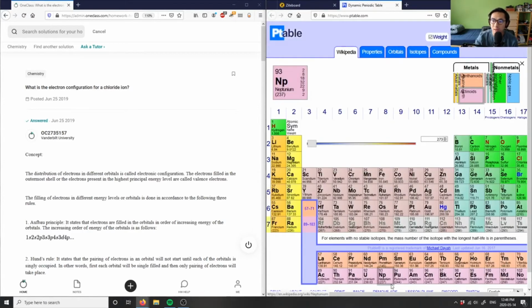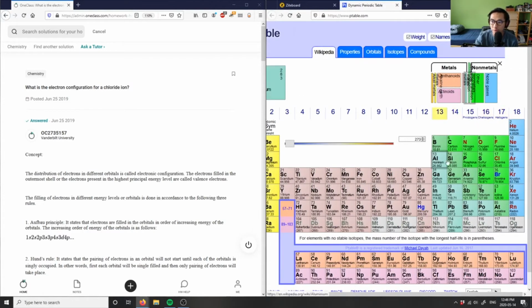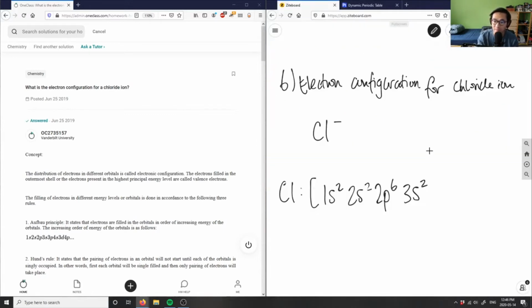And finally, I'm going to have 3p. I have 1, 2, 3, 4, 5 for chlorine, but remember, because it's an ion, I'm going to add one more electron, so it's going to be 6. So this here would be 3p6, and this is the electron configuration for the chloride ion. So Cl minus is going to be 1s2, 2s2, 2p6, 3s2, and 3p6.